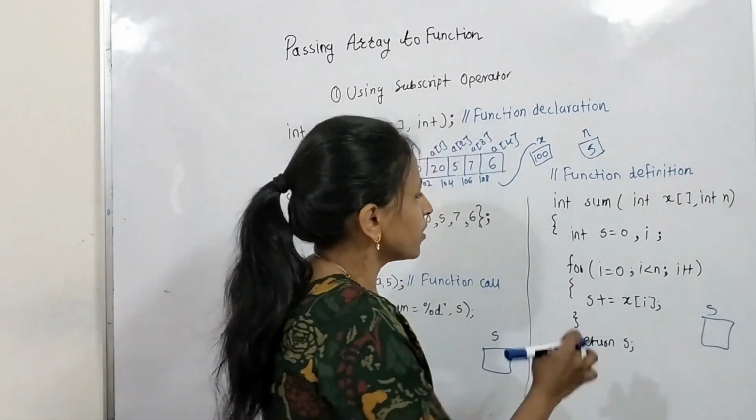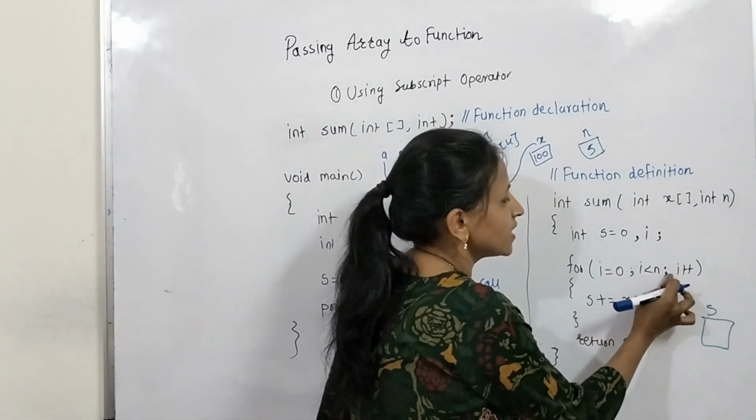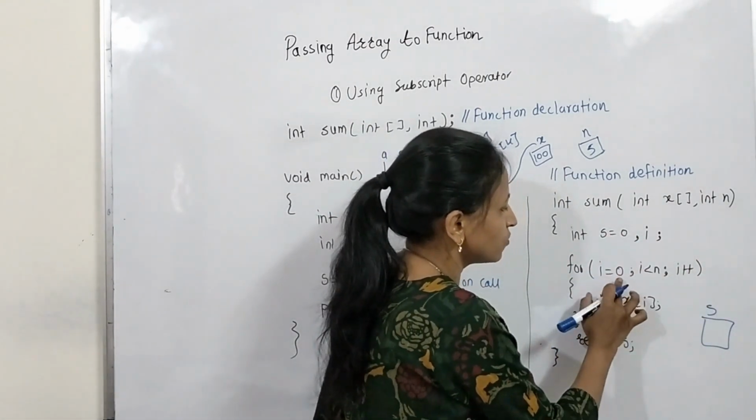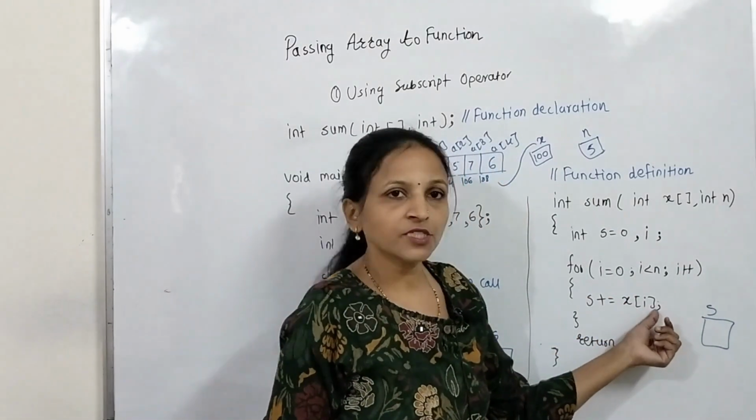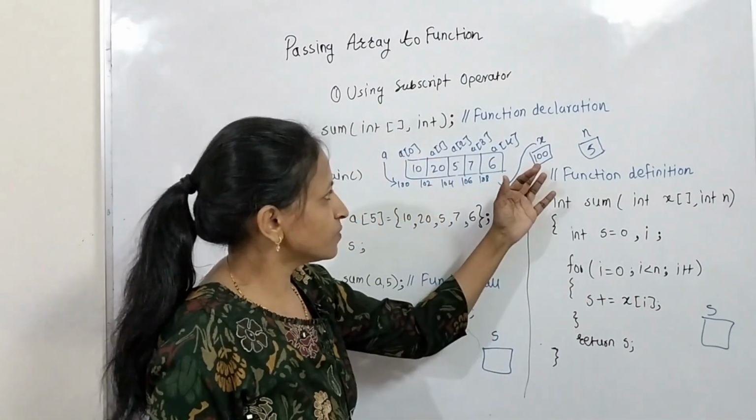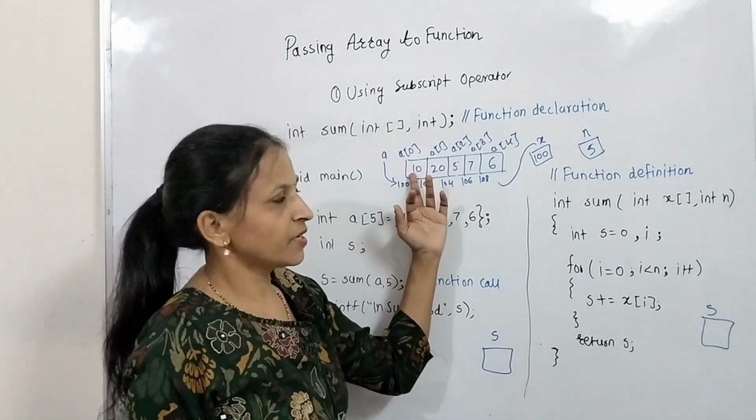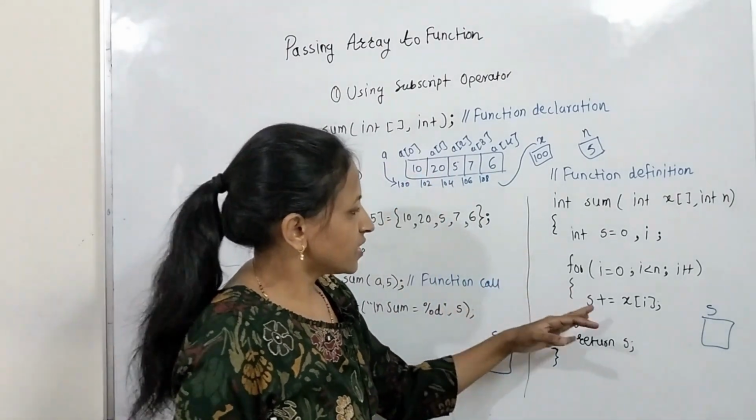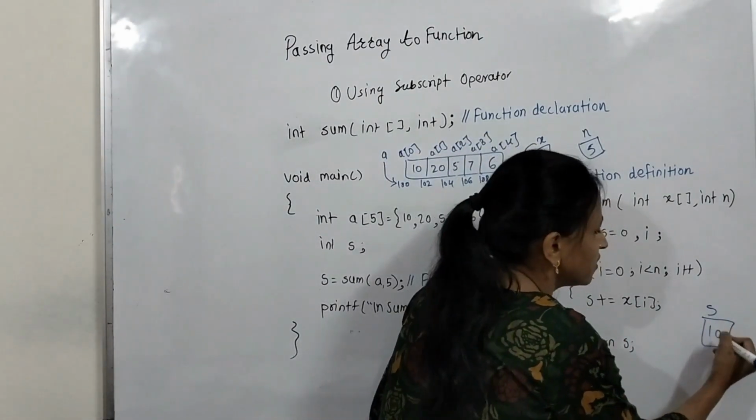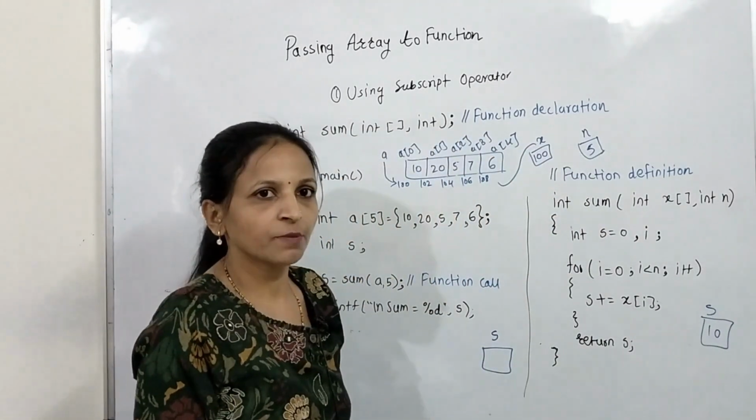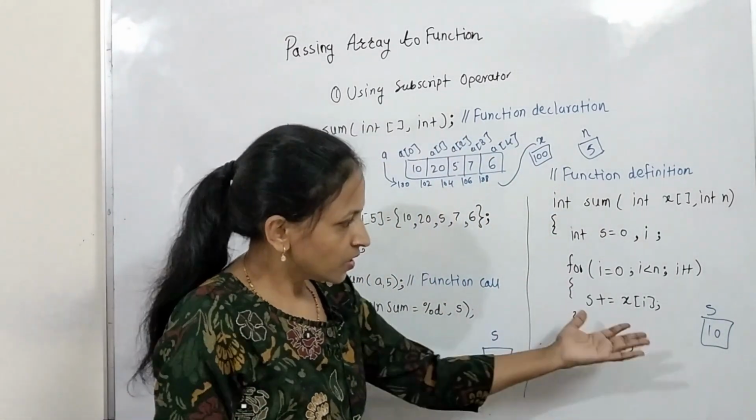Now see the next point. Here i equals 0, i less than n, i plus plus, n is 5. Whenever i is 0, x of 0 will be fetched. Now x of 0 means what? Here the first element, that is 10, will be fetched and will get added to s. That's why s will become 10, because 0 plus 10 will be 10.